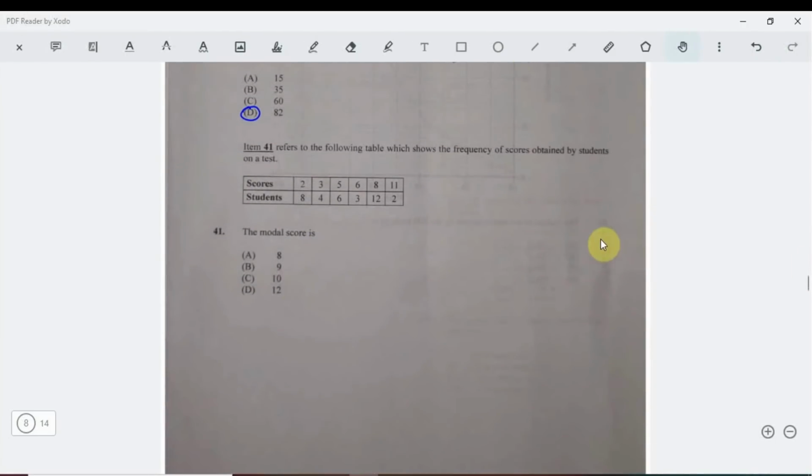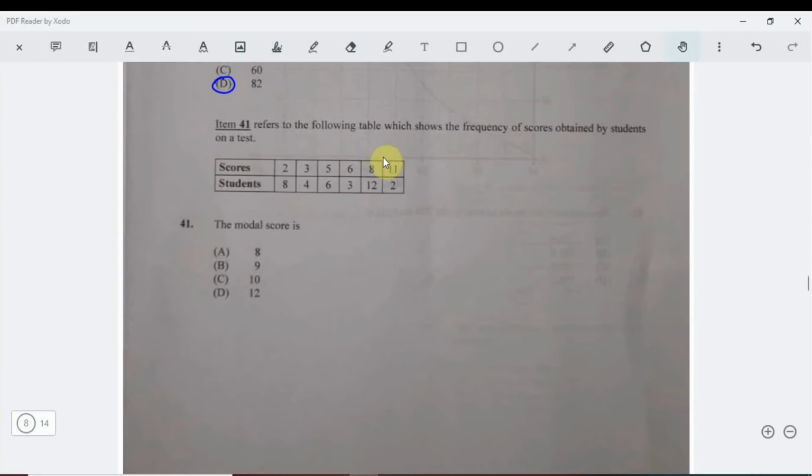Question 41. It gives us this table and says the modal score is. So again, you look at the frequency. It shows the frequency of scores obtained by students. How many students obtained the score of 8? 12 students. So definitely this is going to be the most frequent. So the most frequent score is 8, and therefore the modal score is 8.